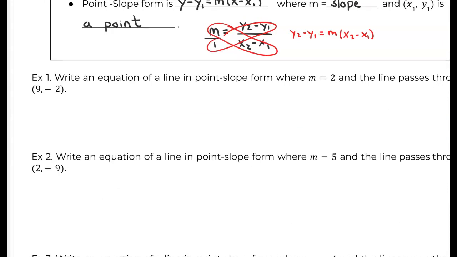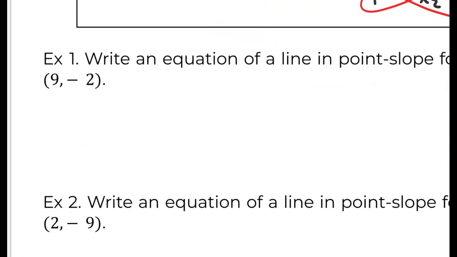Example 1 says, write an equation of a line in point-slope form where your slope, or your m, is equal to 2, and your line passes through the point (9, -2). So I'm going to do a few things to start like I always do. I'm going to label what I have. I know my m value is going to be 2. I have a point, and I'm going to use it for my x1 and my y1 value. So I'm going to label it x1, y1, and that's really all I need to begin my problem, just knowing the two pieces of information I'm given.